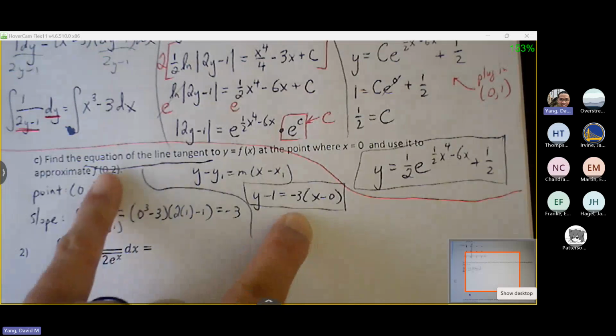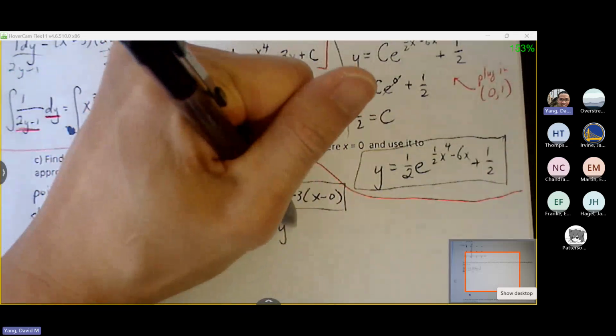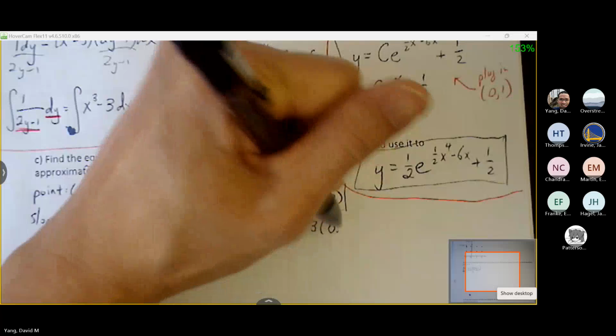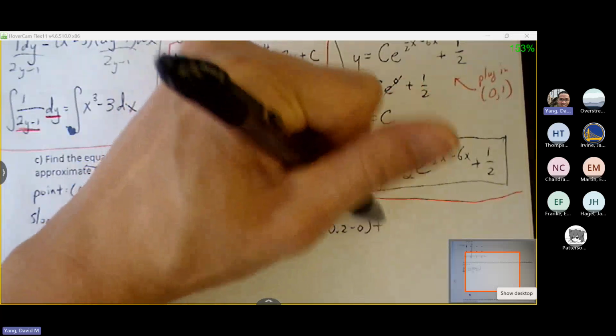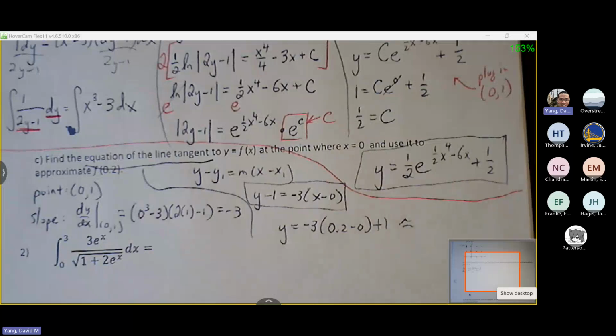Okay, next up, linear approximation. So this is where I'm going to plug 0.2 in for x and get y by itself. So y is equal to -3 times 0.2 minus 0, plus 1. You can leave it like this, or you can give me a decimal value with your calculator.